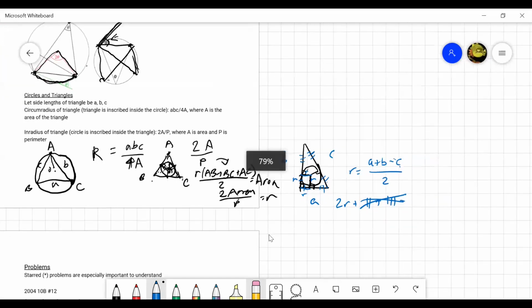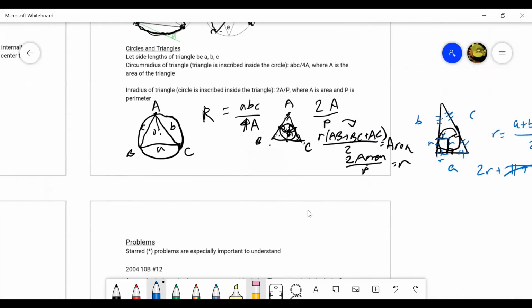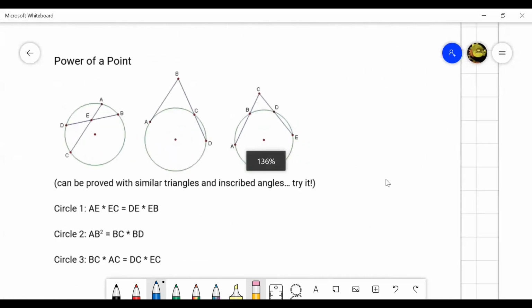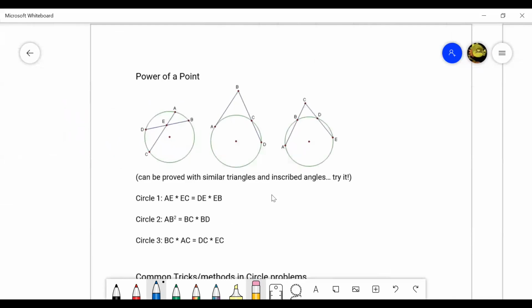Okay, so if that's good, I'll move on to probably the most advanced part of this, which is called power of a point. This is also usually the most useful in more difficult problems. The power of a point basically takes a circle and a point and gives some kind of relation between certain line segments that can be formed using that circle and the point.